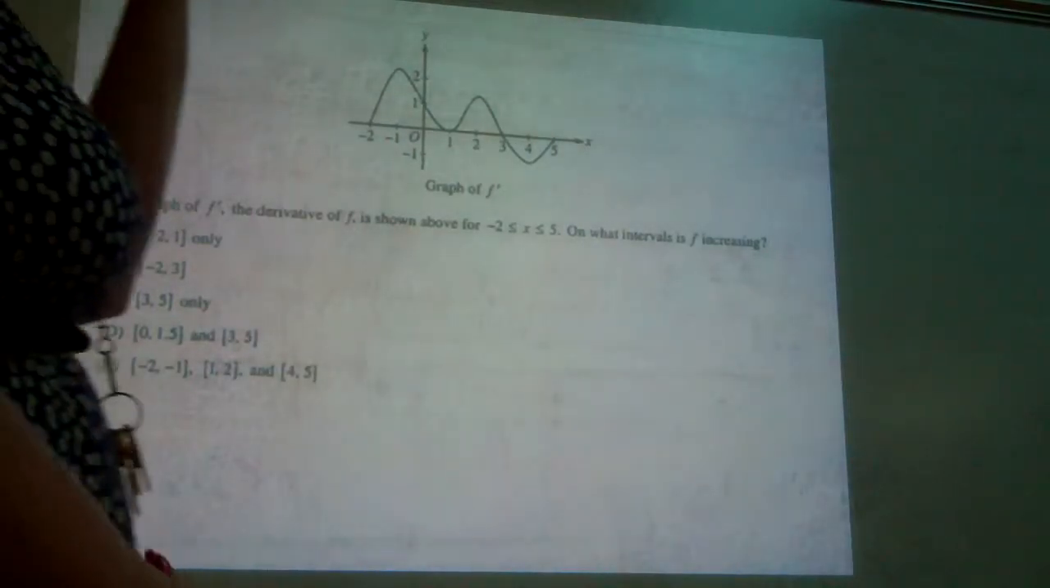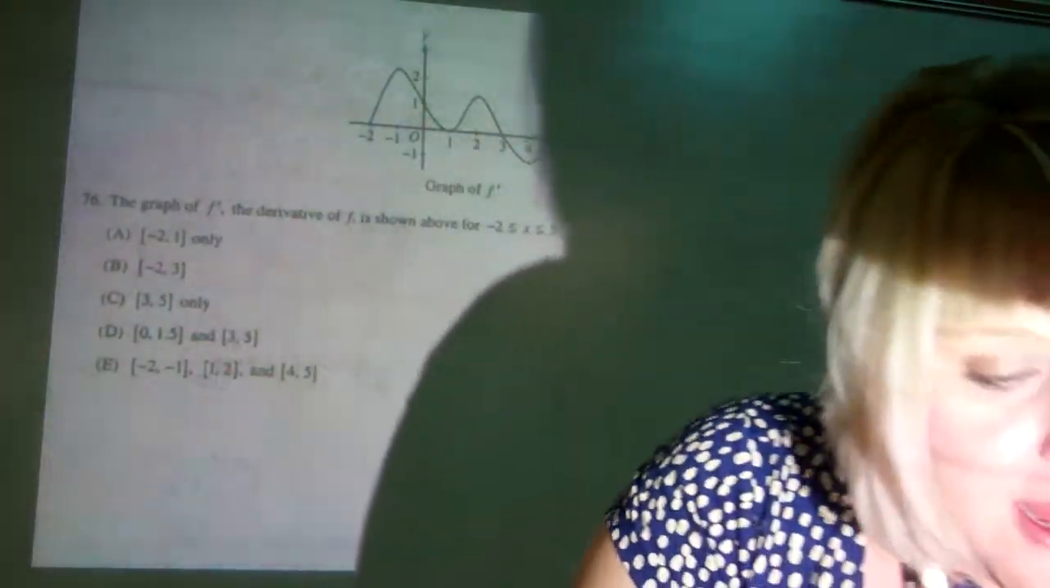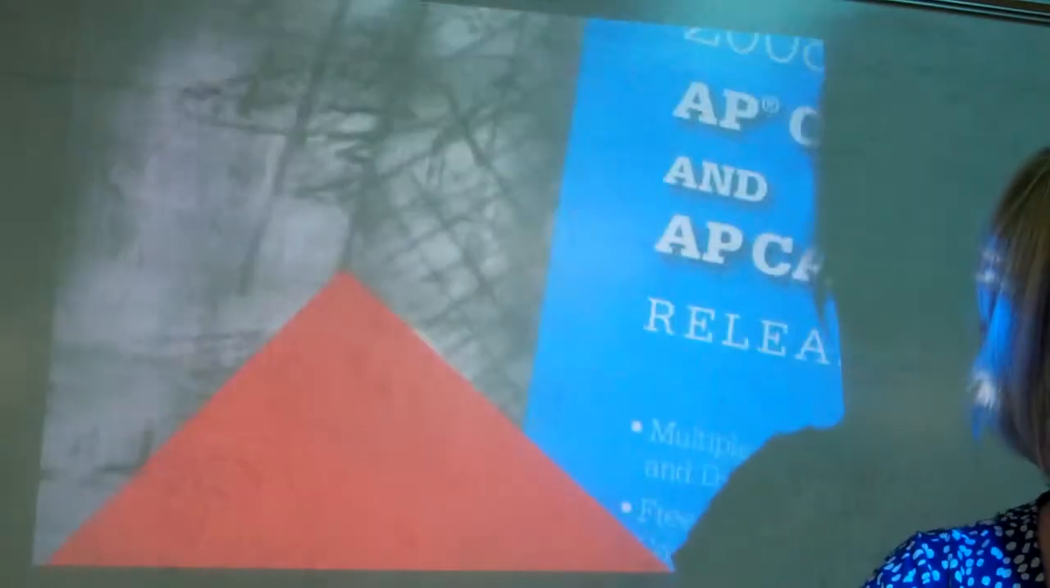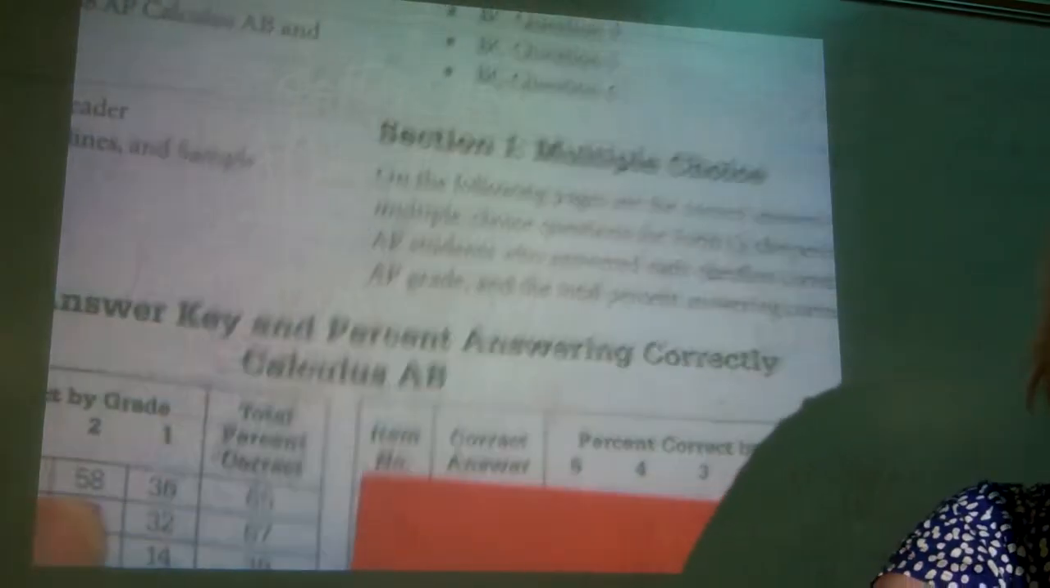So let's go over these 5. 76, you've got the graph of f prime, or the derivative of f. And then it says, on what intervals is f increasing? Oh, sorry, I was going to give you all the answers before we went over this. Let me tell you what the answers are first, so you can check how you did. Here we go.